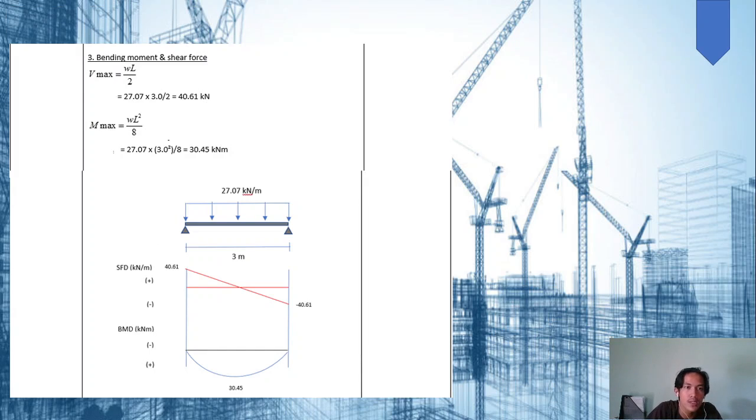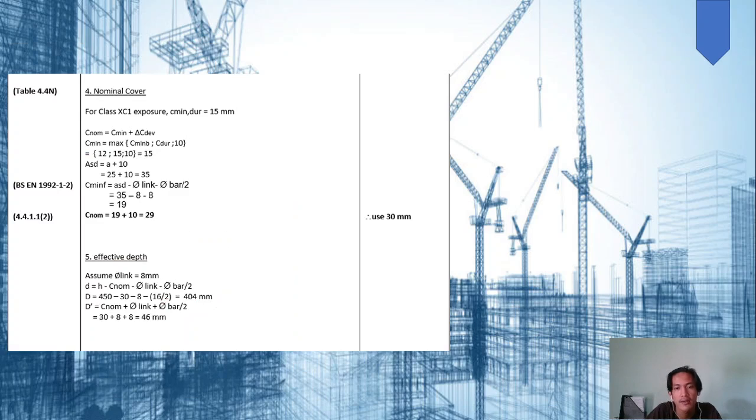And then for the shear force Vmax, we will use the formula WL over 2, and we got 40.61 kilonewton. For the maximum moment, we will use the formula WL squared over 8, and we get 30.45 kilonewton meter. This is the bending moment diagram and also the shear force diagram that I have provided in this calculation. And then we will go on to the next calculation.